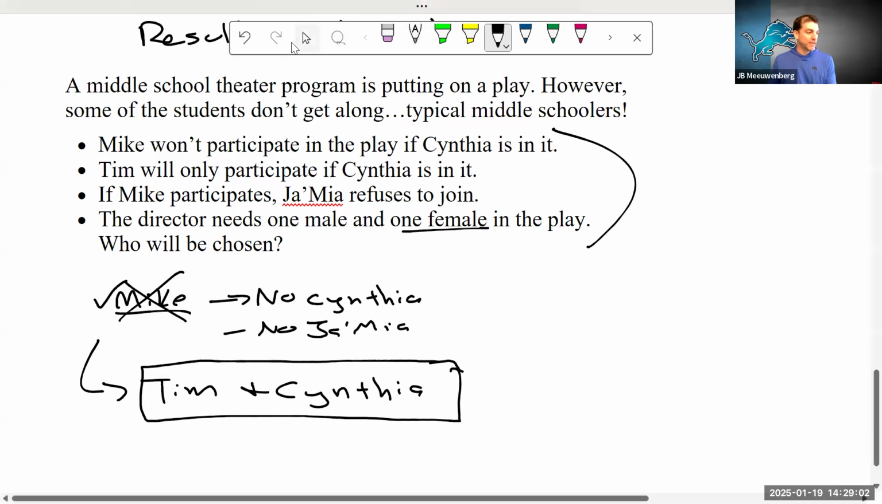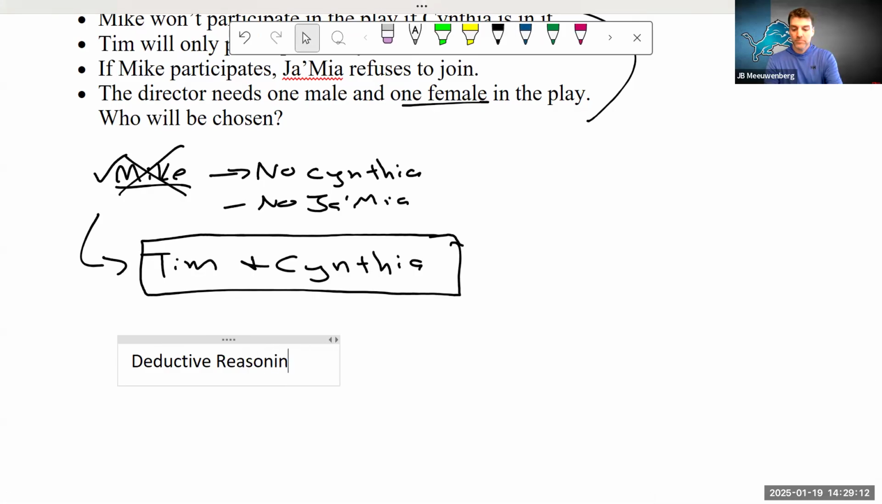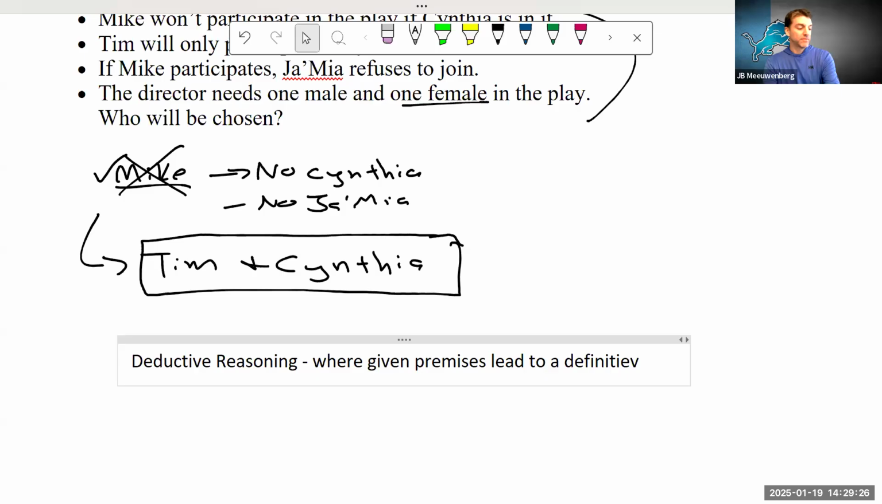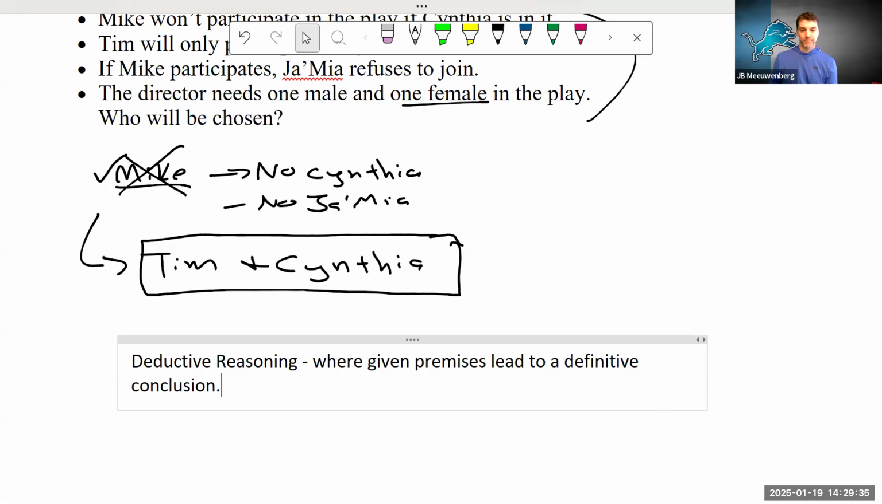So let me type out how we might define deductive reasoning. Deductive reasoning is where given premises lead to a definitive conclusion. Where given premises lead to a definitive conclusion.